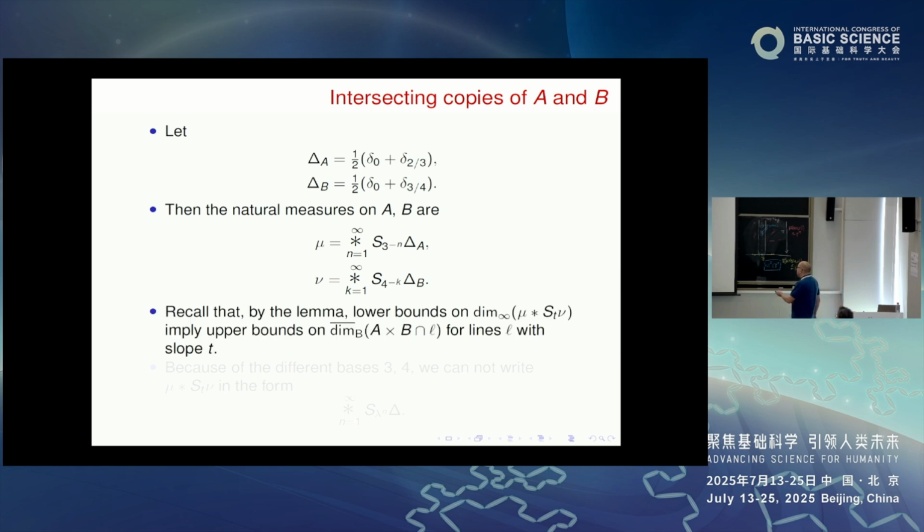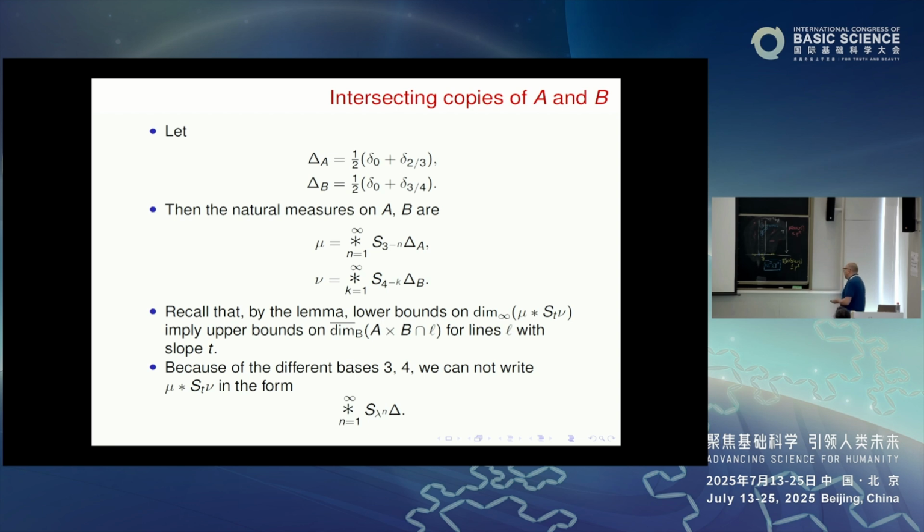And again, recall that the goal is to obtain lower bounds. So we want to show that the Frostman exponent of the convolution of this measure with scaled versions of this measure is large. Now, the problem is that even though mu and nu themselves can be written in this form, which is very nice, the convolution cannot be written in this form because 3 is not 4. And not only is it not 4, but they are rationally independent. So we cannot do quite this.